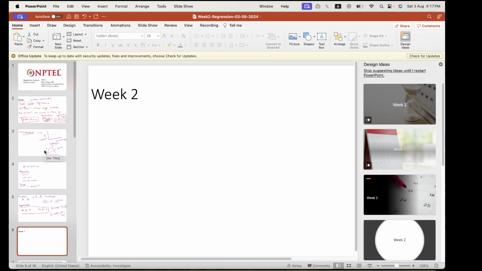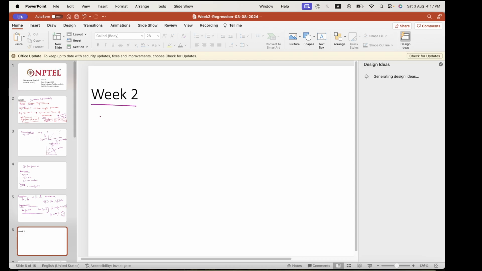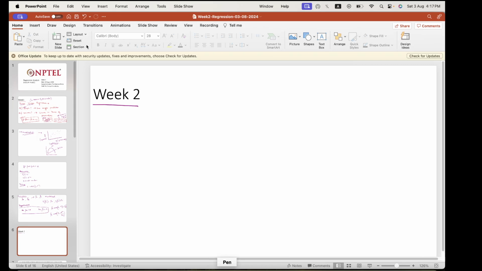in week 2, what we learned was that we learned more about the coefficient of determination. So what was it exactly? What did it measure? It's a measure of how much variance is explained by the model.